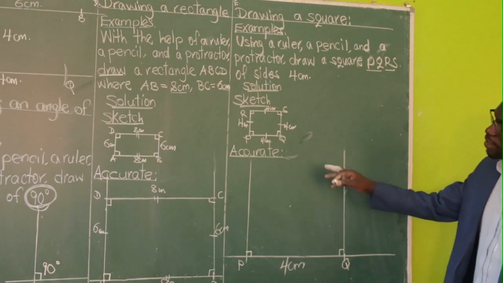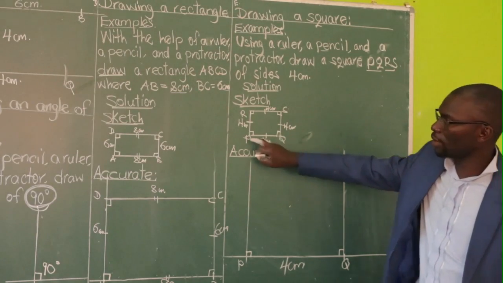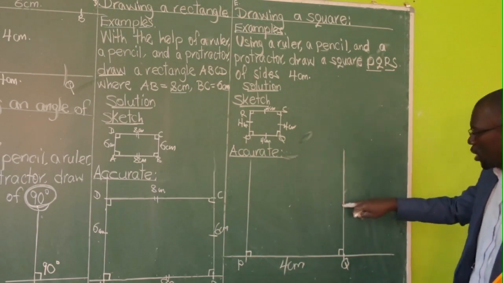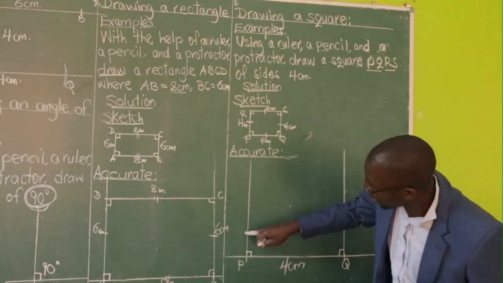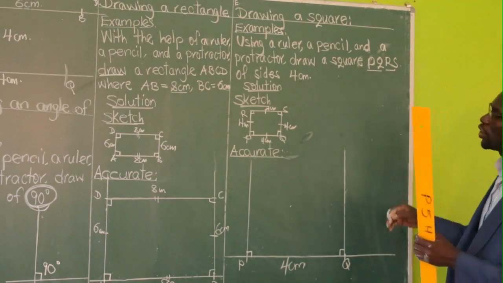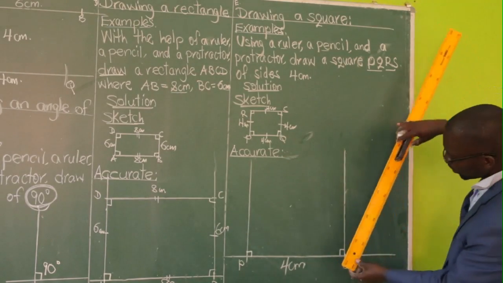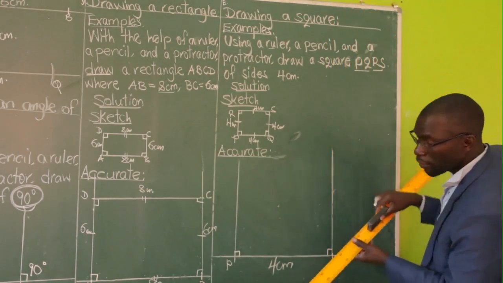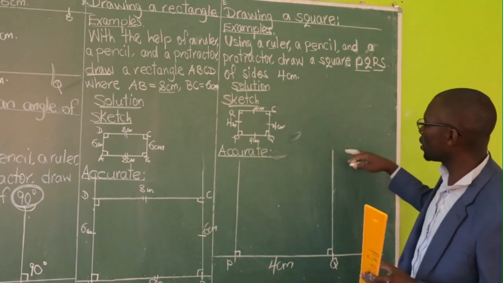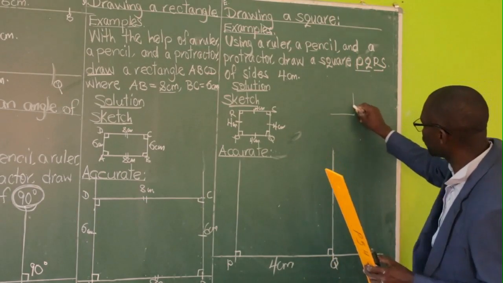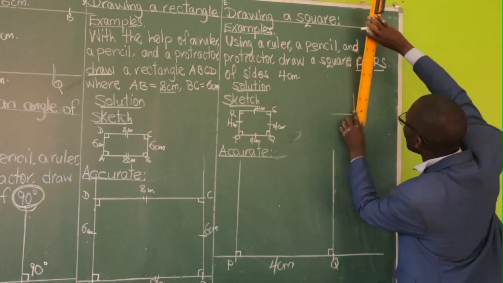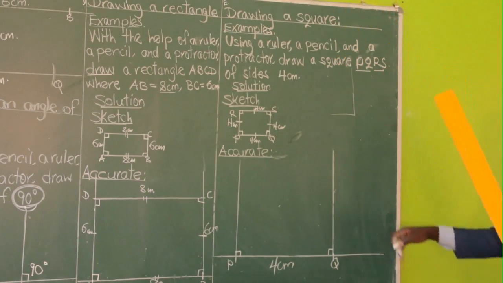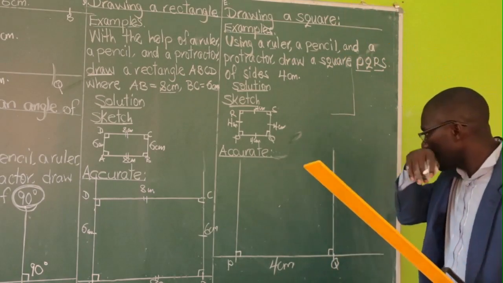We are remaining with other sides, QS and then PR. Where should we put point S? Should we just put it here? No. Should we put R here or there? No. We have to measure. We have to get the 4 centimeters. And then remember this: if you see that the lines you have drawn are shorter than where you have to mark, you can as well prolong them. Prolong the lines to see that you have an accurate drawing.